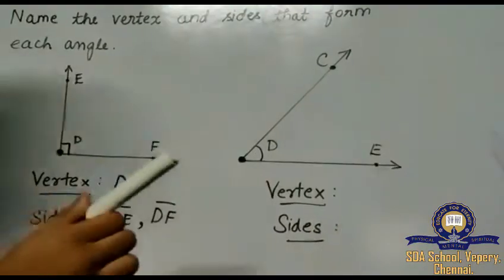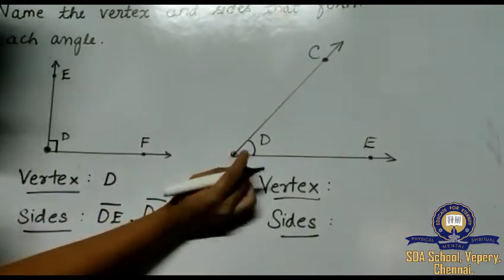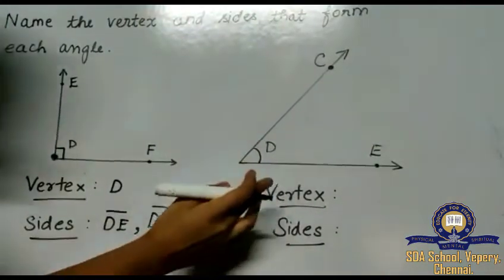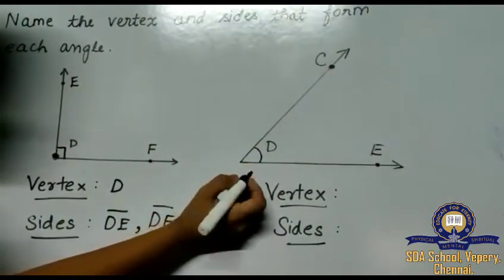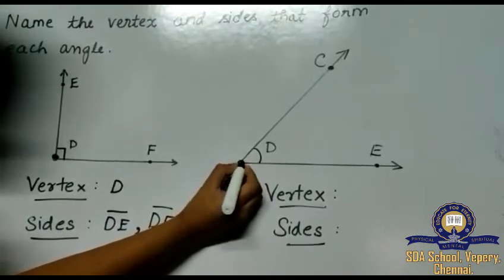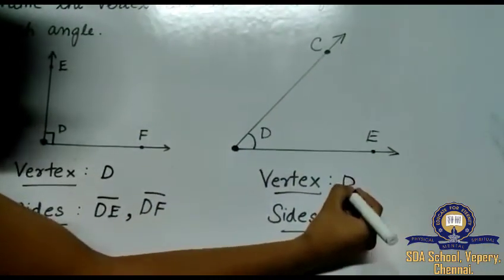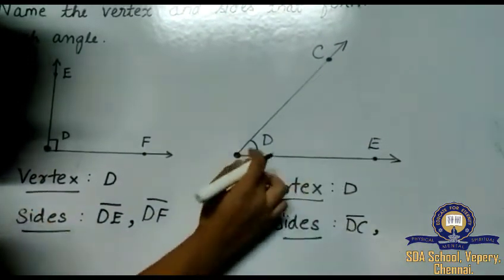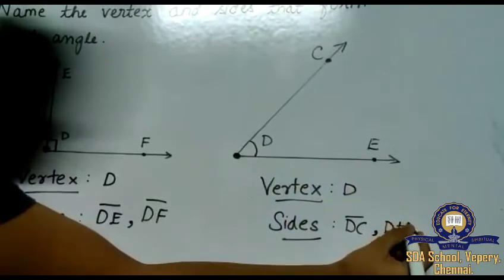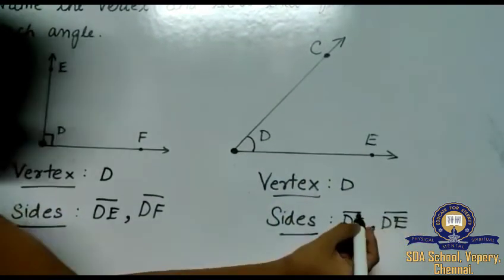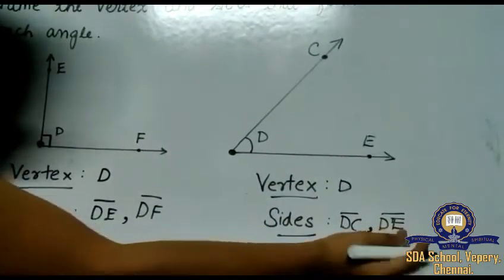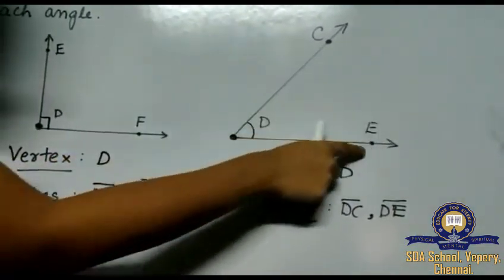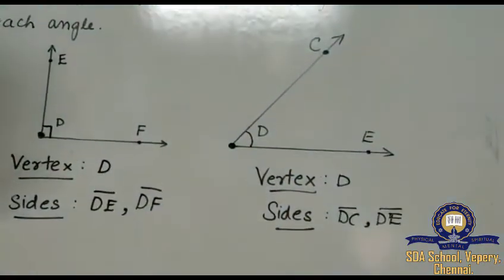Similarly, we'll move to the second figure. D is the vertex, DC will be one side and DE will be one side. Since these are line segments, you will be drawing a line above DC and DE. Therefore D is the vertex for this given figure, and DC and DE will be the sides for this figure. Understood, students?